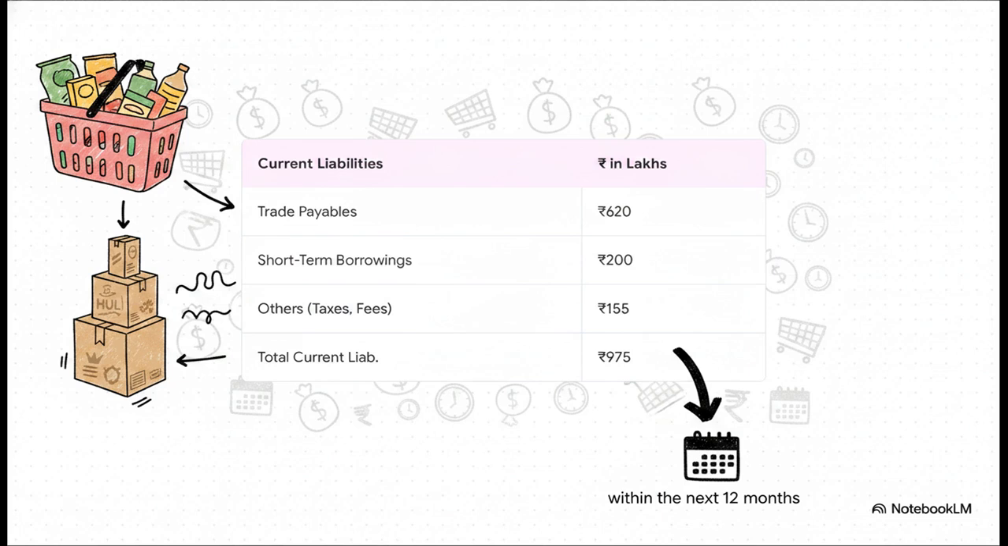What's really interesting here, though, is this massive 620 lakh figure for trade payables. What is that? Well, it's money FreshMart owes to its suppliers. We're talking companies like ITC, Hindustan Unilever, or Britannia. These suppliers delivered goods to FreshMart's shelves, but FreshMart hasn't actually paid them yet. And you know what? This is completely normal in retail. It's called trade credit, and it makes up a huge portion of their 975 lakhs in short-term obligations.